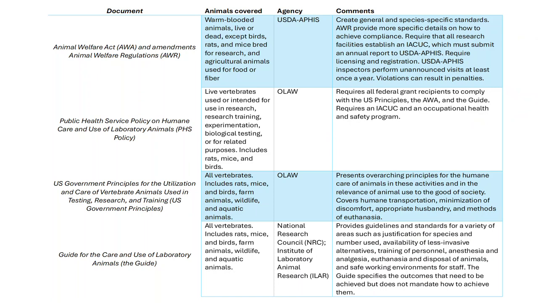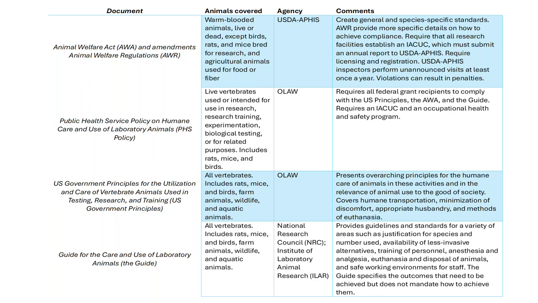These organizations and documents form a tiered system of regulations, policies, guidelines, and principles that work together to ensure the humane treatment of animals used in research in the U.S. They reflect a commitment to ethical science and responsible stewardship of animals while acknowledging the necessary role of animal research in advancing human and animal health.